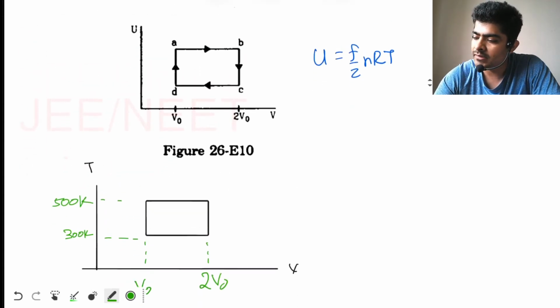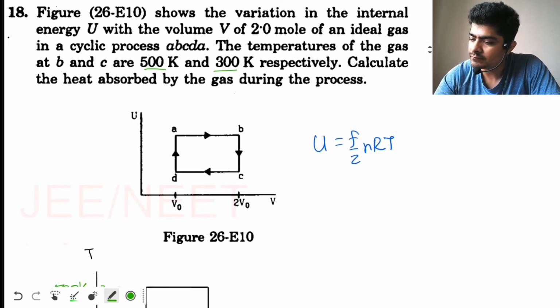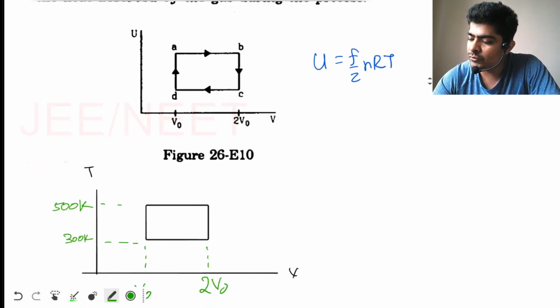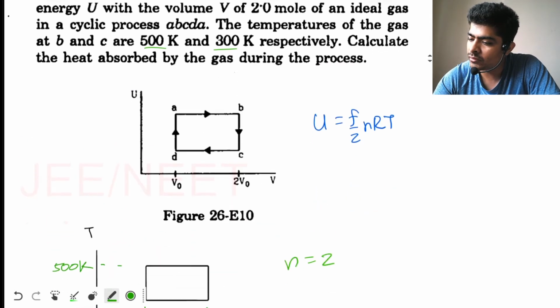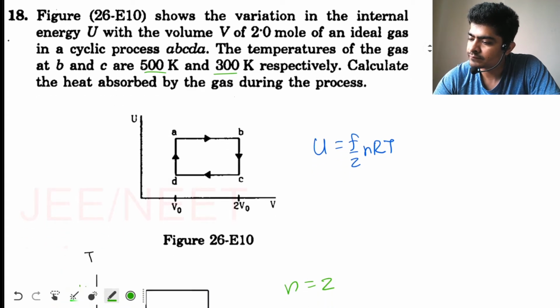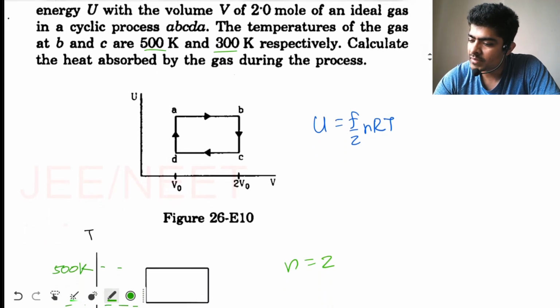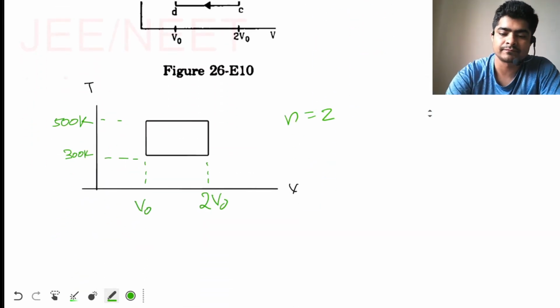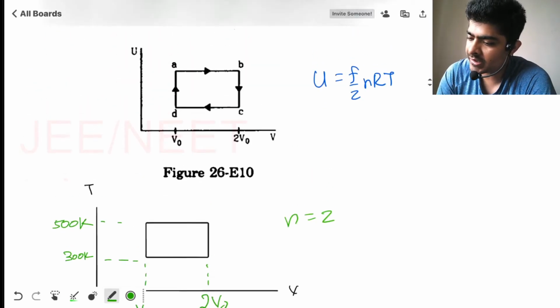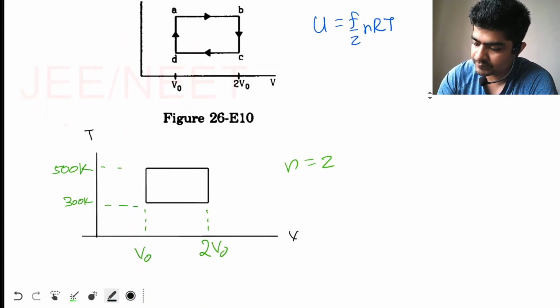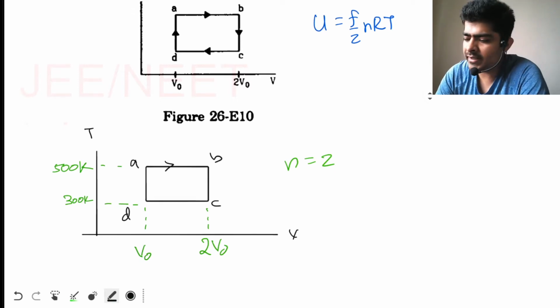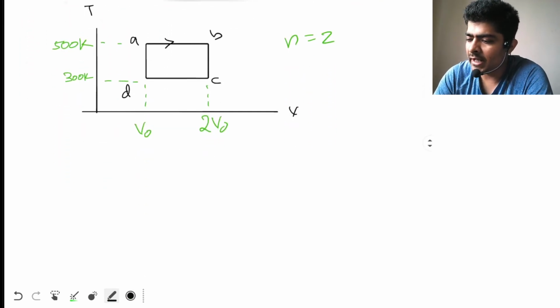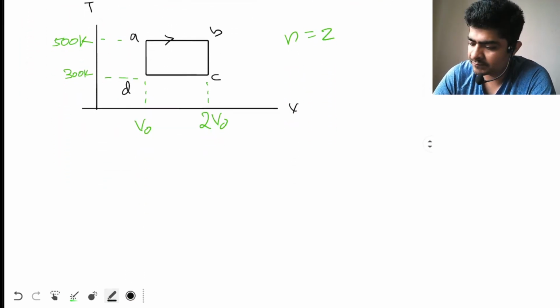Okay. Now what does the question say? Calculate the heat absorbed by the gas during the process. Total moles is 2. N is equal to 2. So to find the total heat absorbed by the gas during the entire process, let's name the coordinates A, B, C, D. Like this. So that's very easy. You just need to go step by step and find the heat and work done for each process.